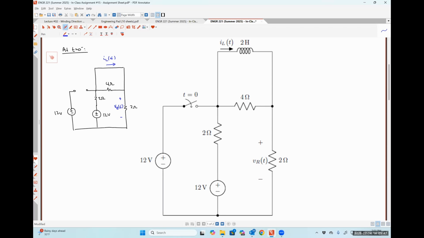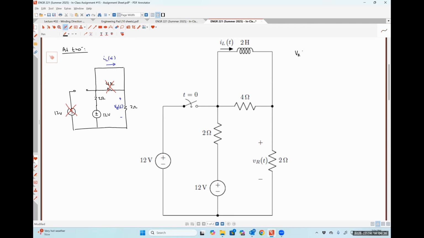So a couple of things that we can observe here. The first of which is that this 12-volt source over here on the left isn't fully connected, so it's not going to do literally anything. And the next observation is that the 4 ohm resistor, which is in parallel with the inductor, is essentially shorted out at t is equal to 0 minus. So this path isn't going to do anything either. Taking both of those things into account, we could either do voltage division to find VR and then use that to calculate IL, or we could use Ohm's law to calculate IL, and then Ohm's law again to calculate VR. I'm going to do voltage division.